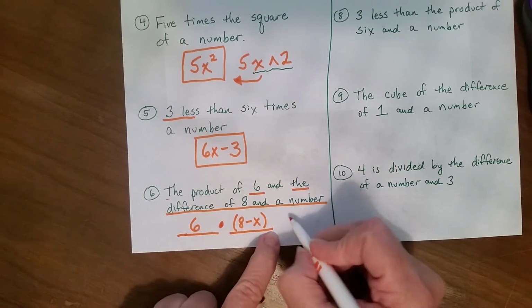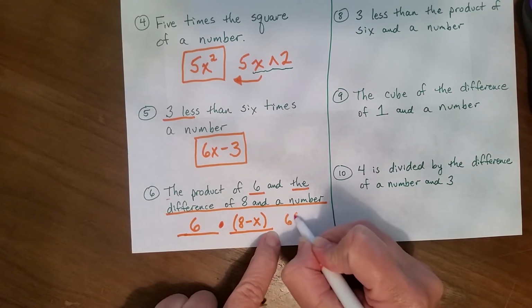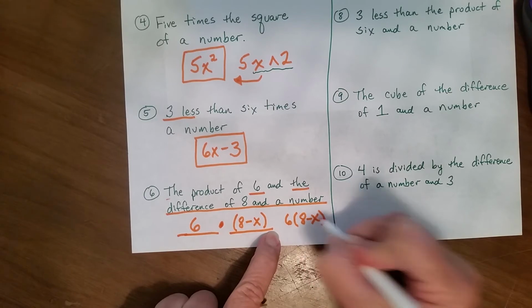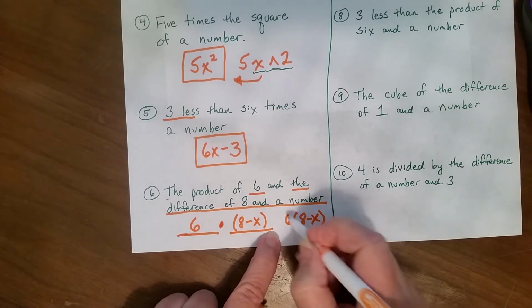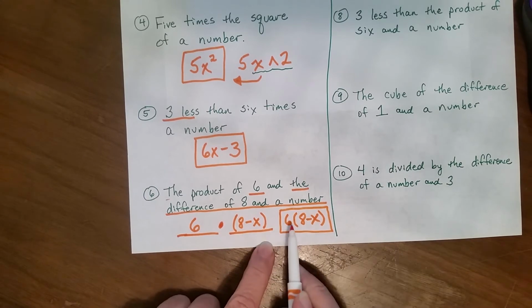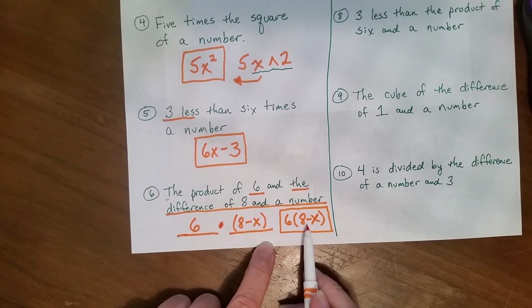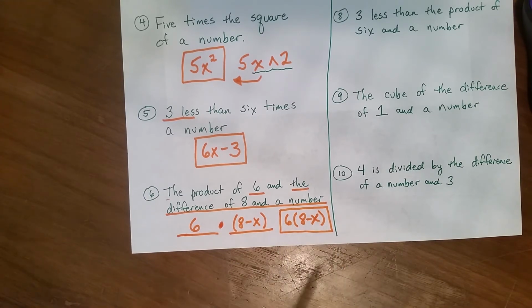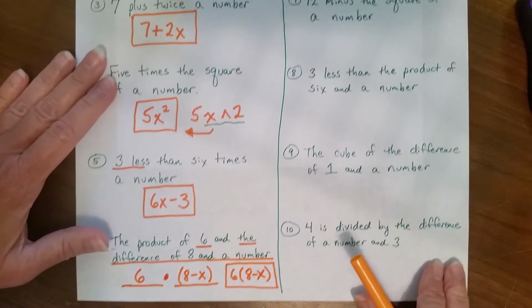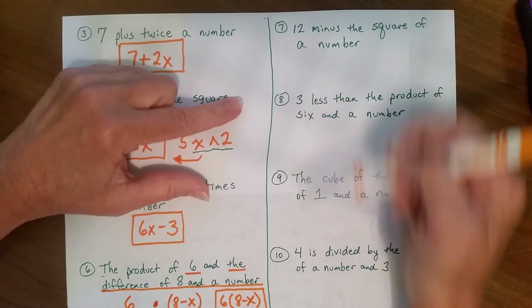Now when you put this in Delta Math, you can just put 6, left parentheses, 8 minus x, right parentheses, and then hit enter. And so that's what your number would look like. The product of 6 and the difference of 8 and a number. I know I keep repeating myself, but I'm hoping that it sinks in why we're doing it the way we're doing it. Just a few more to go.